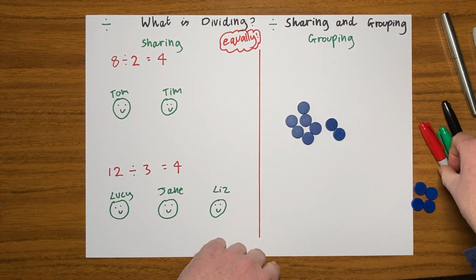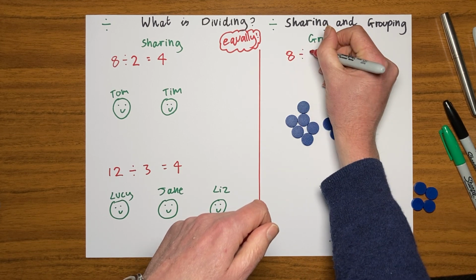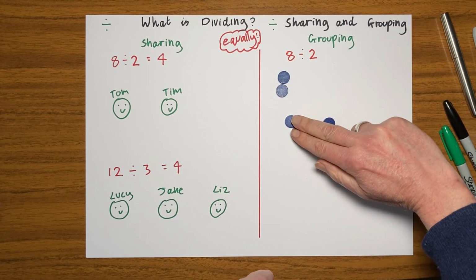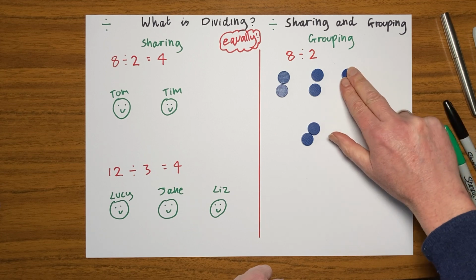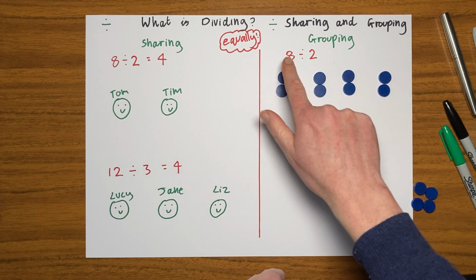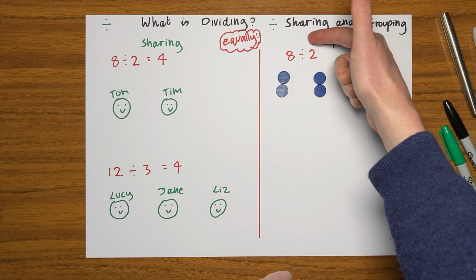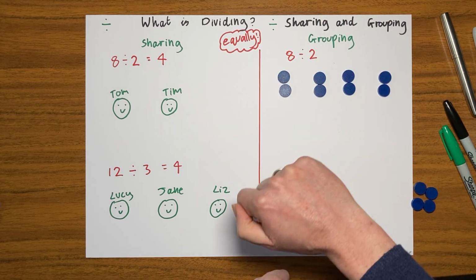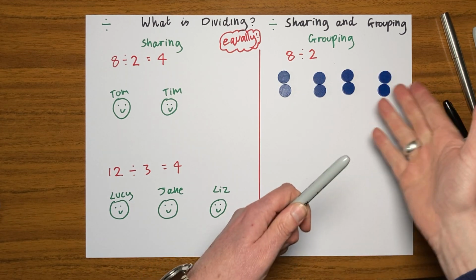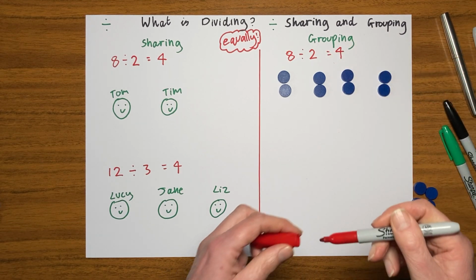Let's have a look. So let's write exactly the same down. I'm going to write 8, and I'm going to put it into groups of 2. And let's see how many groups I've got. It's 1 group of 2, 2 groups of 2, 3 groups of 2, 4 groups of 2. So I've put my 8 into groups of 2, or I've said how many 2s are there in 8. So how many groups have I got? I have got 4 groups.